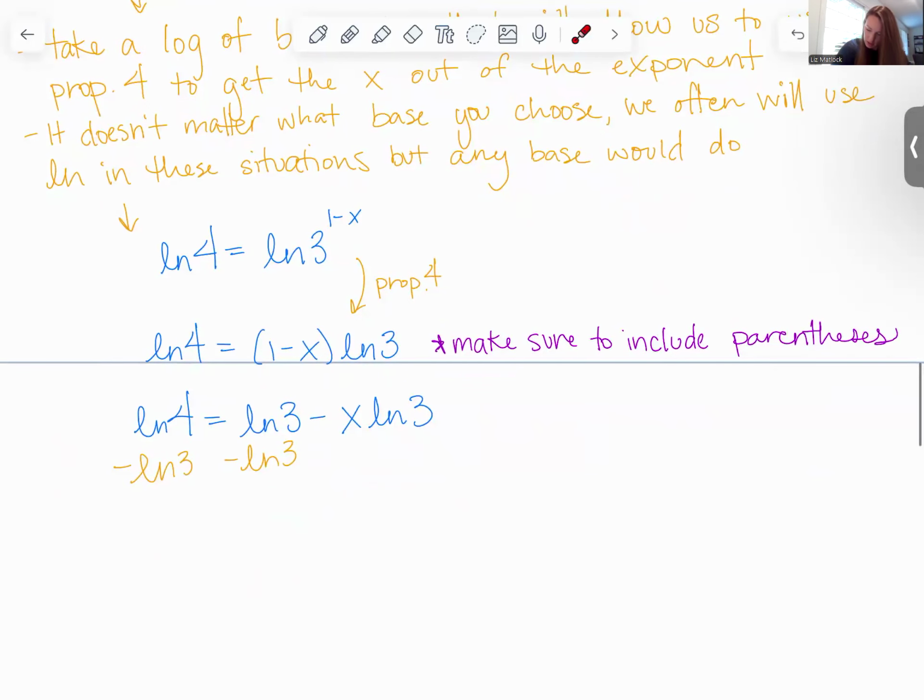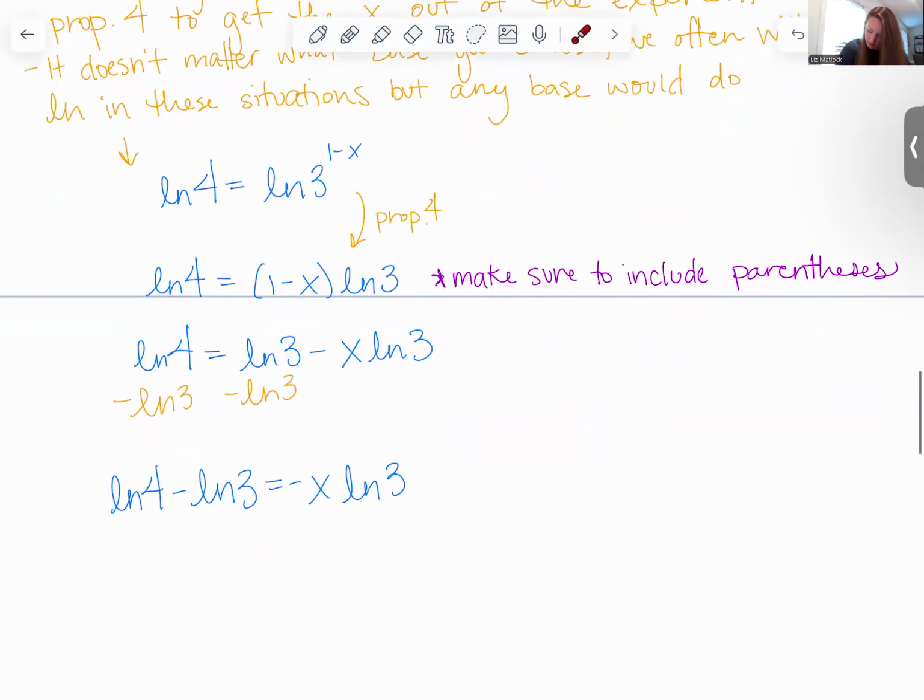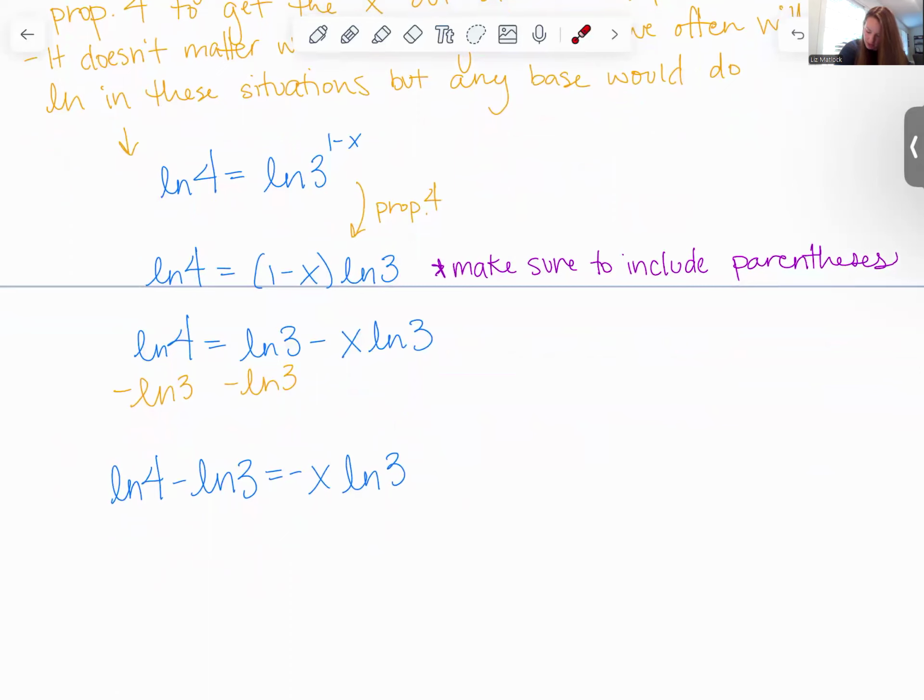All right, so now I'm going to try to get x by itself. So I subtracted ln of 3 from both sides. So I've got ln of 4 minus ln of 3 is equal to negative x ln 3. And you could combine these if you wanted to at this point. I'll wait until the end, or we even don't have to.